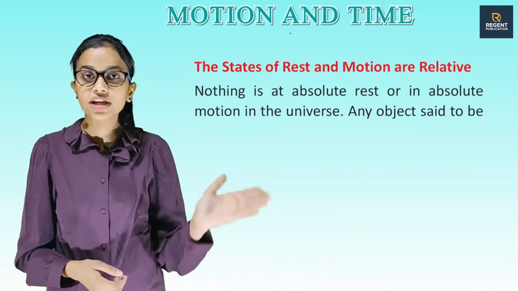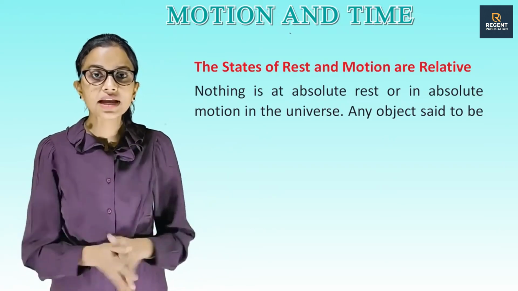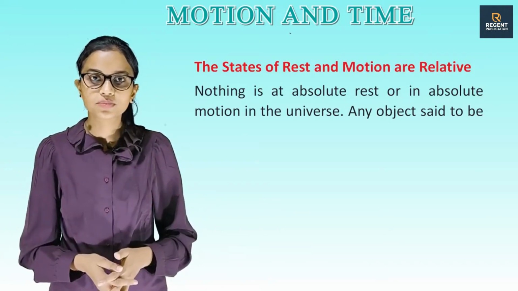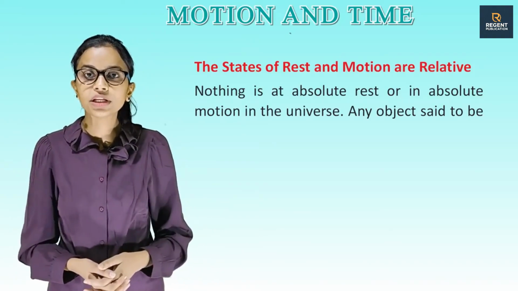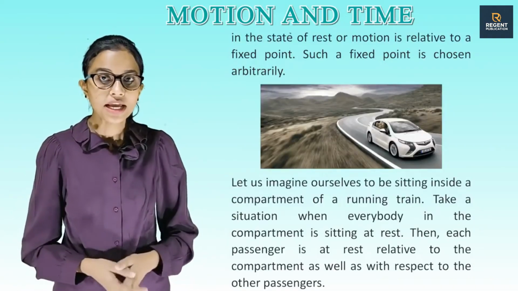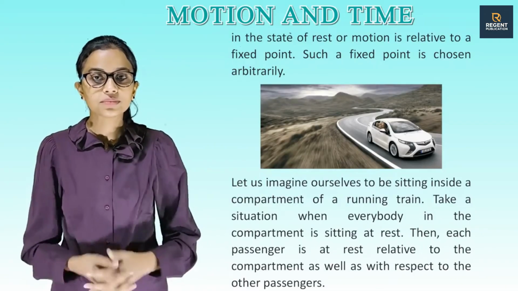The states of rest and motion are relative. Nothing is at absolute rest or in absolute motion in the universe. Any object said to be in the state of rest or motion is relative to a fixed point. Such a fixed point is chosen arbitrarily.